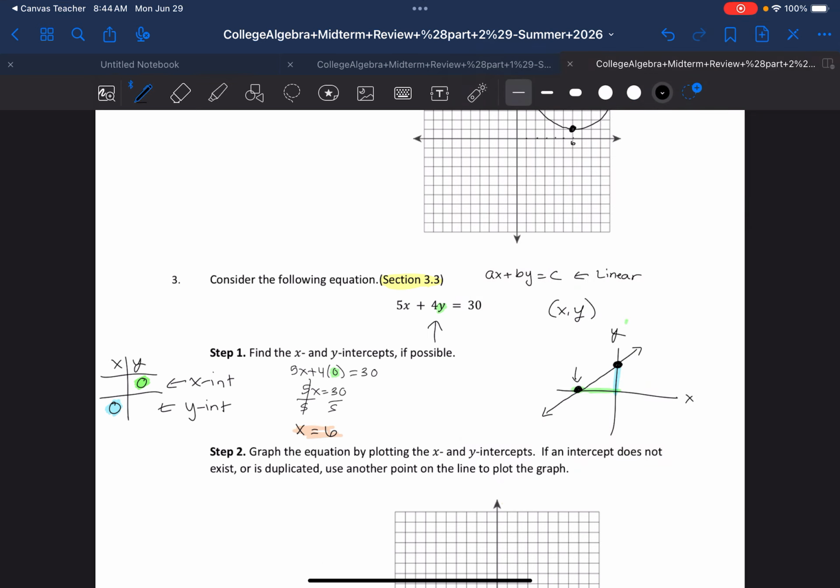And so that means that 6 goes right there as the x-coordinate of that first point. So I just found the point (6, 0). And that's my x-intercept.